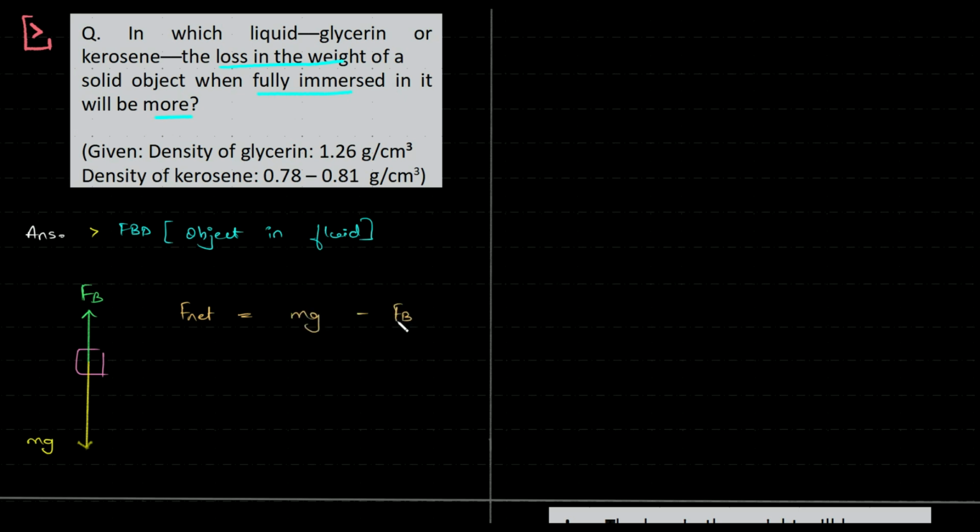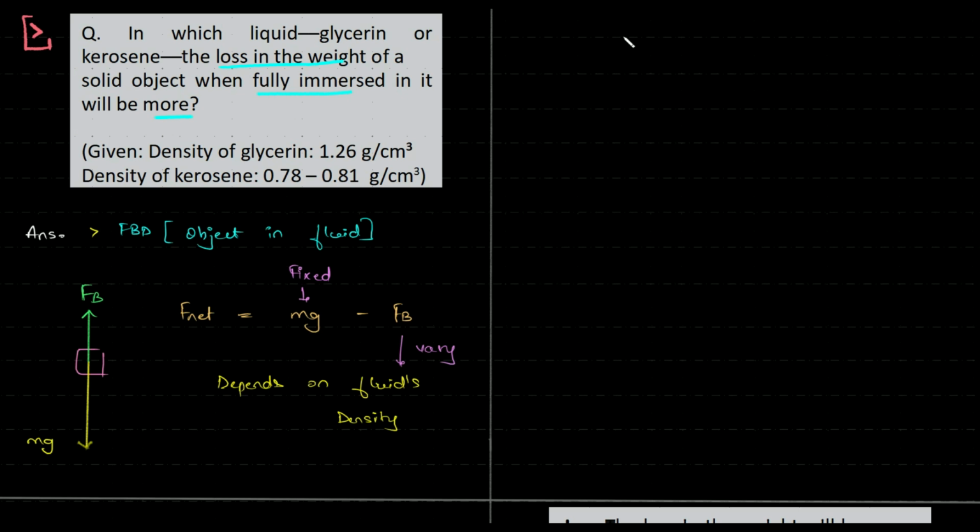minus FB, right guys? So this is fixed. This can vary, is it not? So as a whole, what happens? It depends on the fluid's density. Agree? All of this we have seen in other questions also, just a way of recalling and understanding things better.